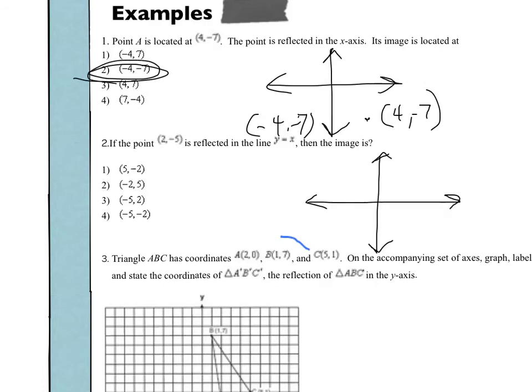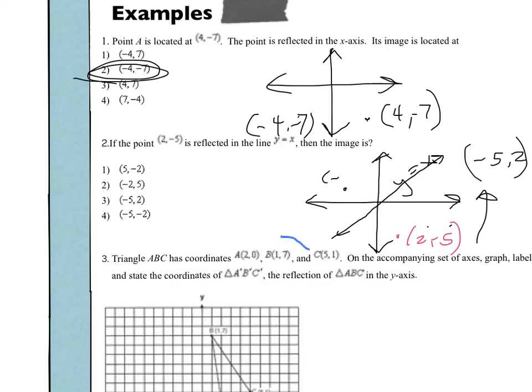Number 2 says, if the point (2, negative 5) is reflected in the line y equals x, then the image is... Here's my original point, (2, negative 5). What's really cool about this reflection is that this is the line y equals x, and we're doing a reflection in this line. So what happens with the point is that these coordinates actually flip. So the coordinates of the new image would be (negative 5, 2). So that's going to be left 5 and then up 2. And that would mean our point is here.